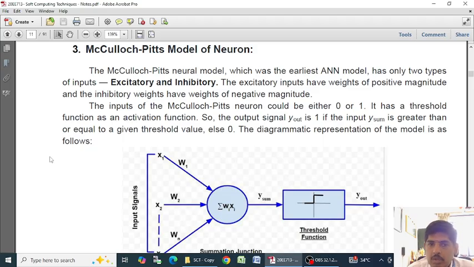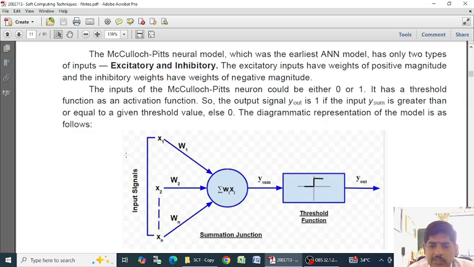This neural network was developed in the year 1943. It is the first artificial neural network model that is applied to logical functions, like the AND gate, OR gate, XOR gate. We have to find out when the output is 1 and when the output is 0, based on the weight updation. So first of all, this McCulloch-Pitts neuron model is applied to logical functions.